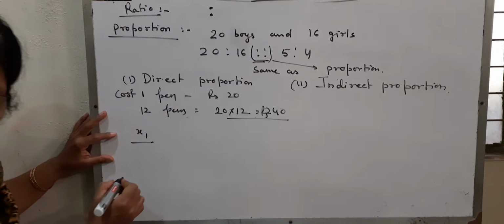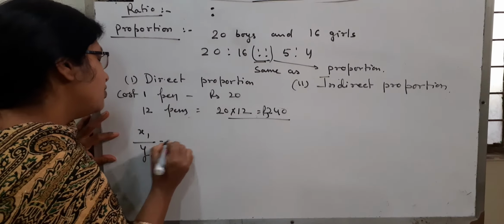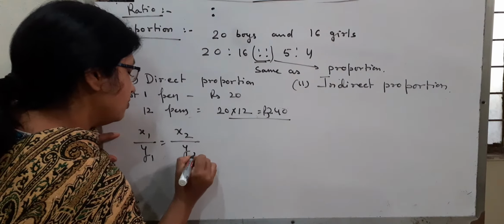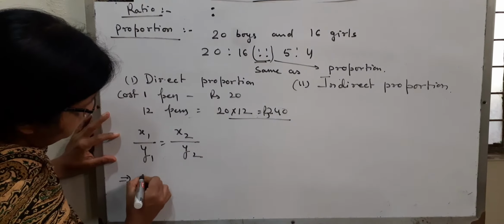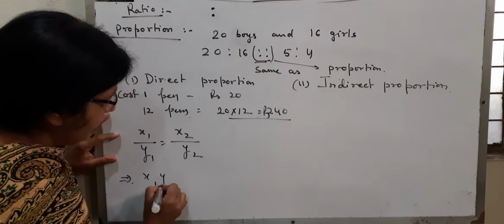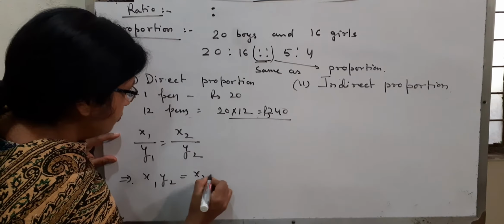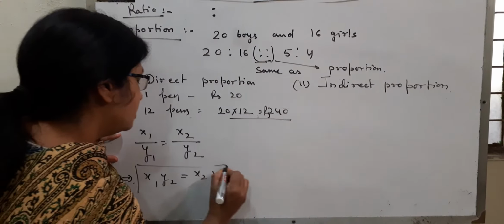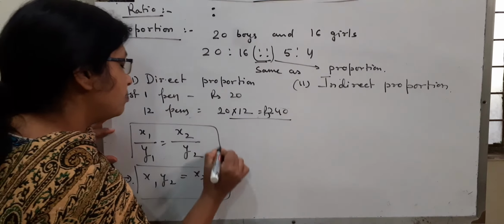X1 by Y1 is equal to X2 by Y2. This implies X1 Y2 is equal to X2 Y1. This is the formula of direct proportion.